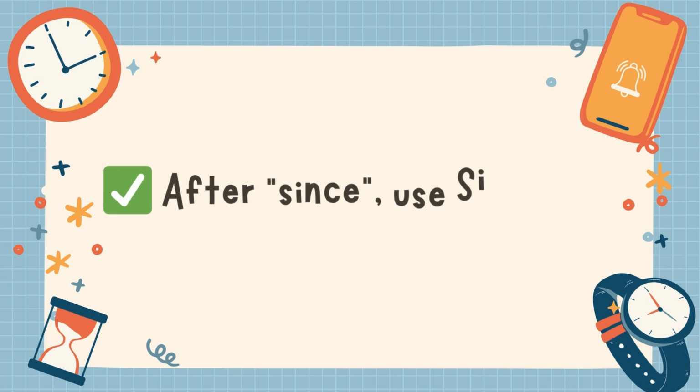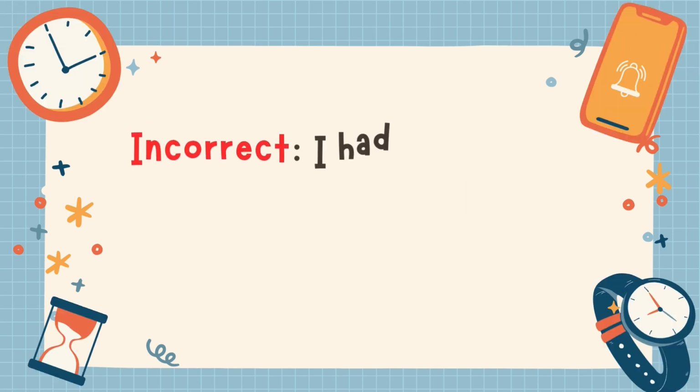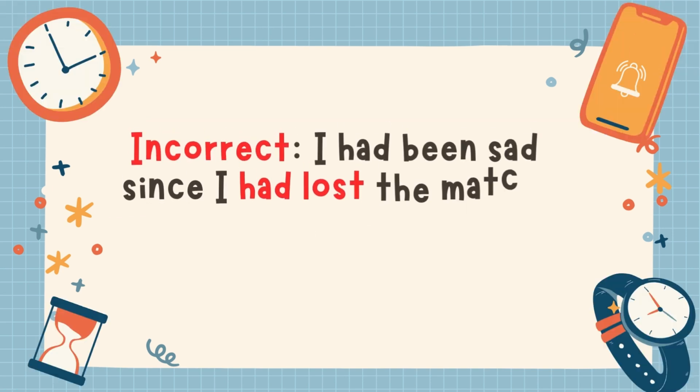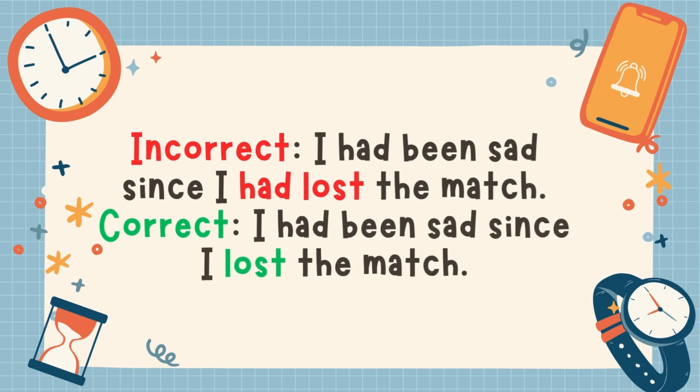Another common mistake: after since, we always use simple past tense, not past perfect. Past perfect is has, have plus verb third form. Simple past is verb second form. So instead of saying "I had been sad since I had lost the match," we should say "I had been sad since I lost the match." After since, always use simple past. Before since, you can use past perfect or past perfect continuous.